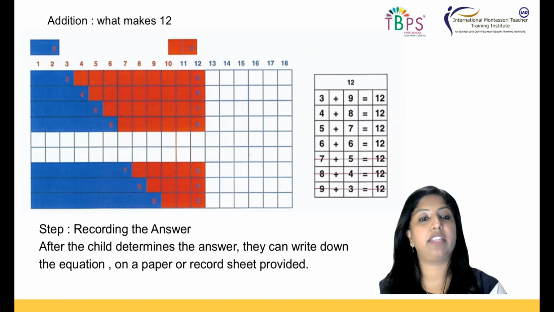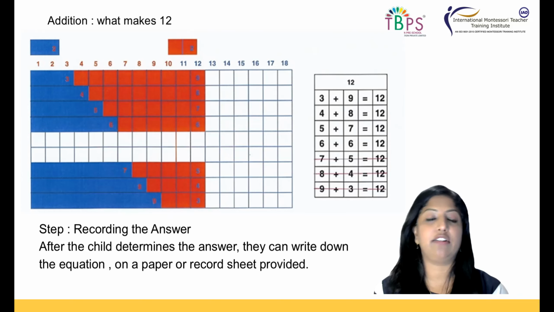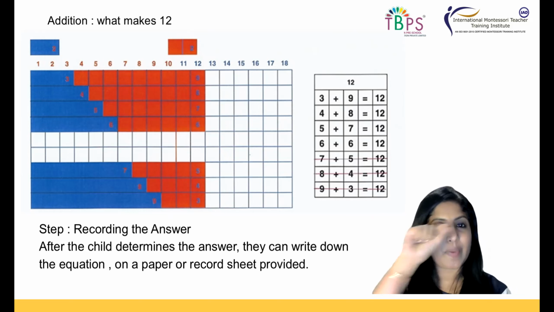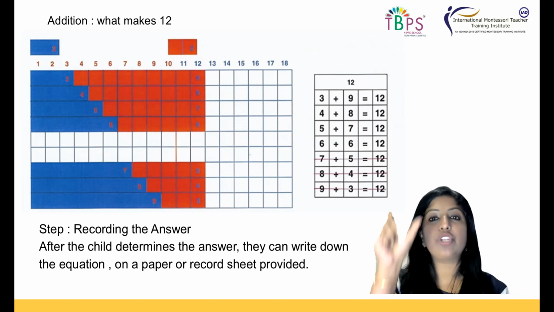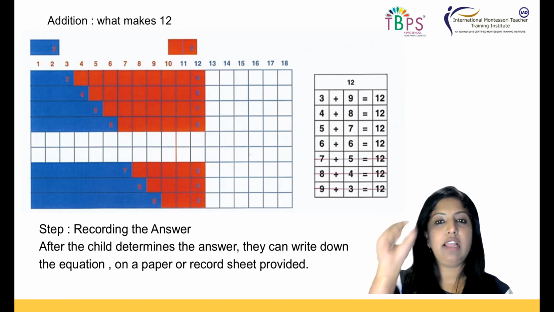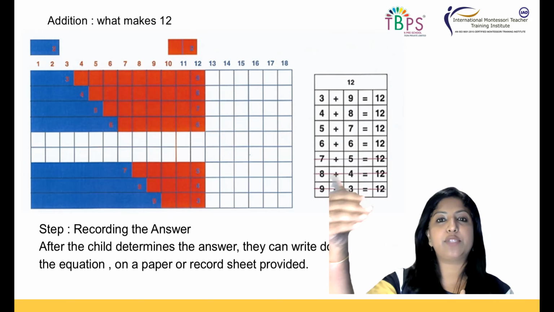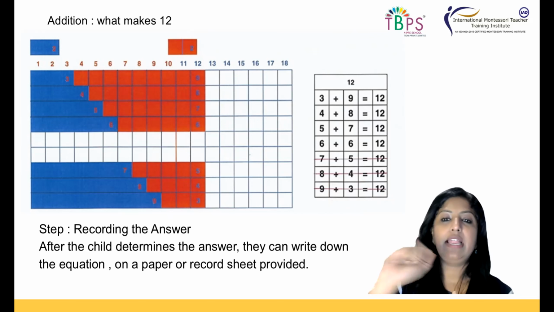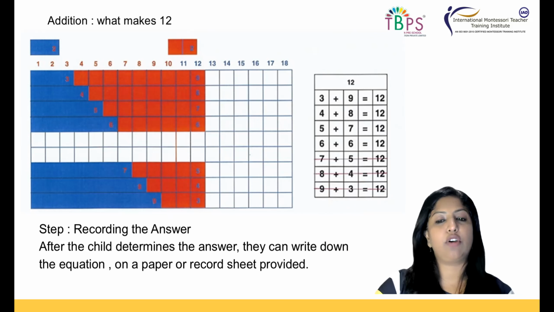Let the children record the answer. After the child knows the answer, you give them a piece of paper. Let them write down the equations by themselves. Usually we use the grid book, right? In the math book. Let the child carry the math book. Let them copy the problem statements what you have given into their books or onto the sheet that you have given. Let them write the answers accordingly.